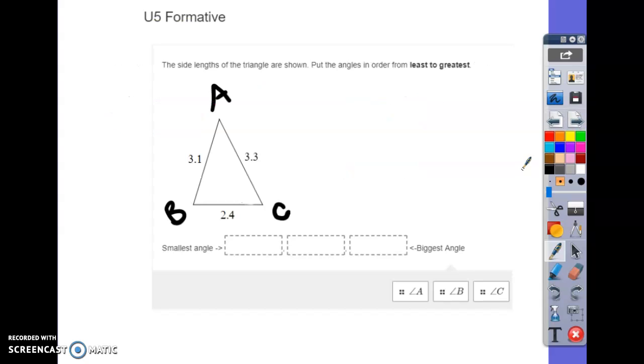Number 2, I just realized I have not taught you this, and that is perfectly fine. So I'm going to teach it to you right now. This side is the shortest side. The smallest angle is across from the shortest side. So the smallest angle is angle A. The second smallest angle is across from the second smallest side, which is 3.1. So that's angle C and then angle B.